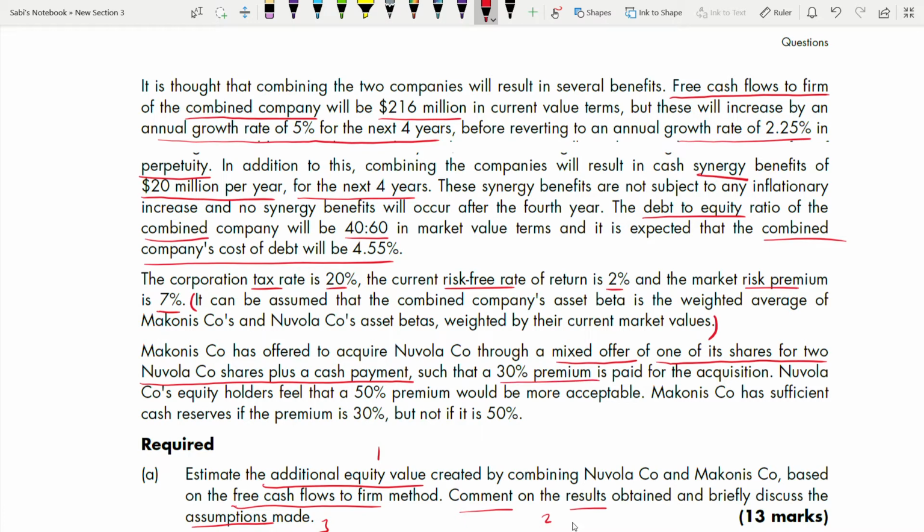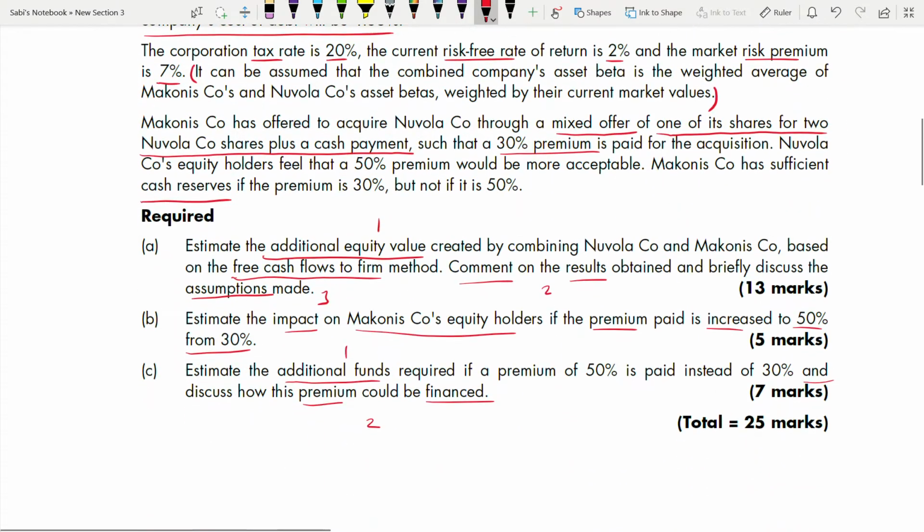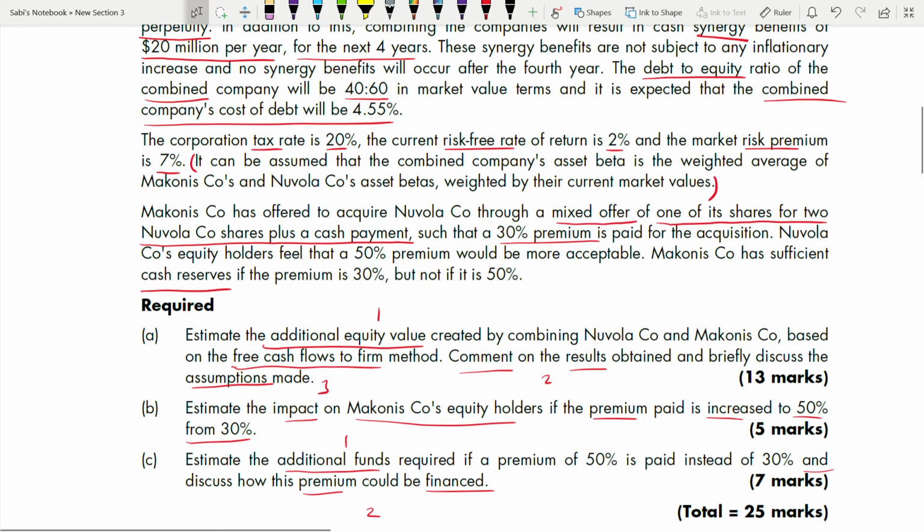Nuvola equity holders feel that a 50% premium would be more acceptable. Makonis has sufficient cash reserves if the premium is 30%, but not if it is 50%. So they have talked about cash reserves here. That means, when you come to part C, how you are going to finance this premium, you cannot say through cash, because it is given in the last line. Makonis does not have sufficient cash reserves if it is a 50% premium. So cash is out of the picture. You have to suggest some other finance method. If the premium is 30%, yes, cash reserve is there, but not at 50%. So clearly everything is given in this case.